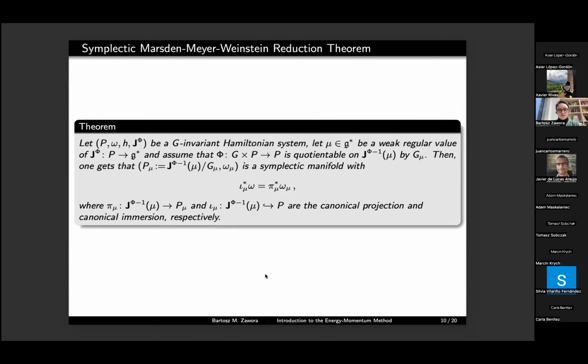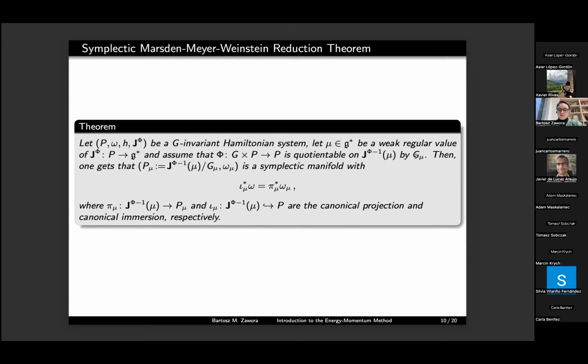Okay, so now the symplectic Marsden-Meyer-Weinstein reduction theorem. We start with a G-invariant Hamiltonian system. We require the value to be a weak regular value just to make sure that the level set is a manifold. And we also assume that the Lie group action is quotientable on the level set of the symplectic momentum map by G mu, which means that the quotient of the level set by G mu is a manifold.